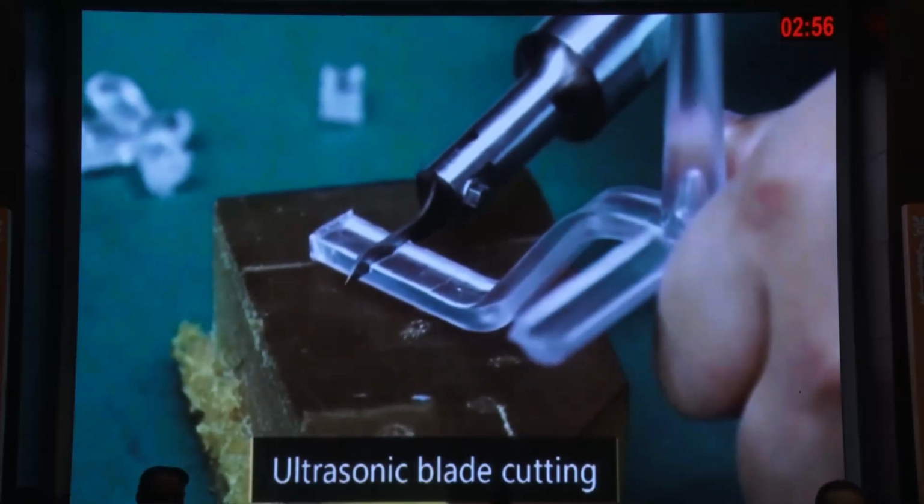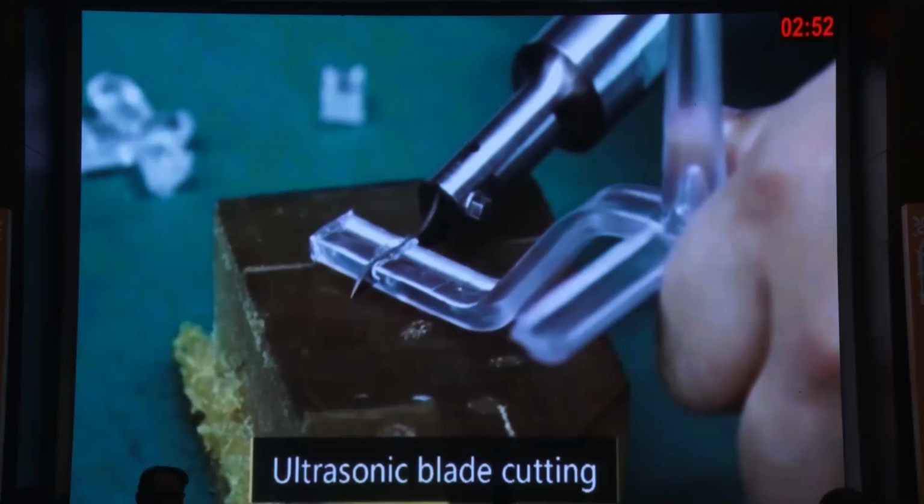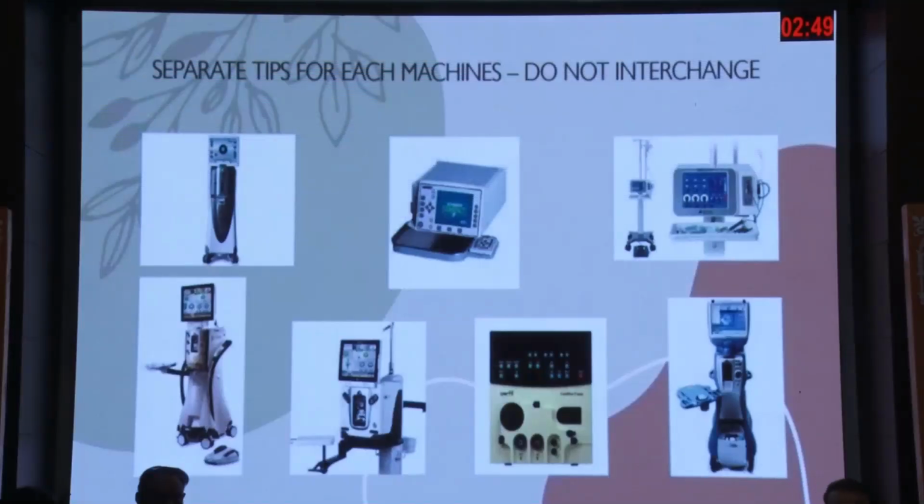How a piece of plastic is cut with a knife is shown here. However, if the knife has an ultrasonic vibration, it can even cut a piece of hard plastic. There are different tips for different phaco machines as the lengths of all differ.